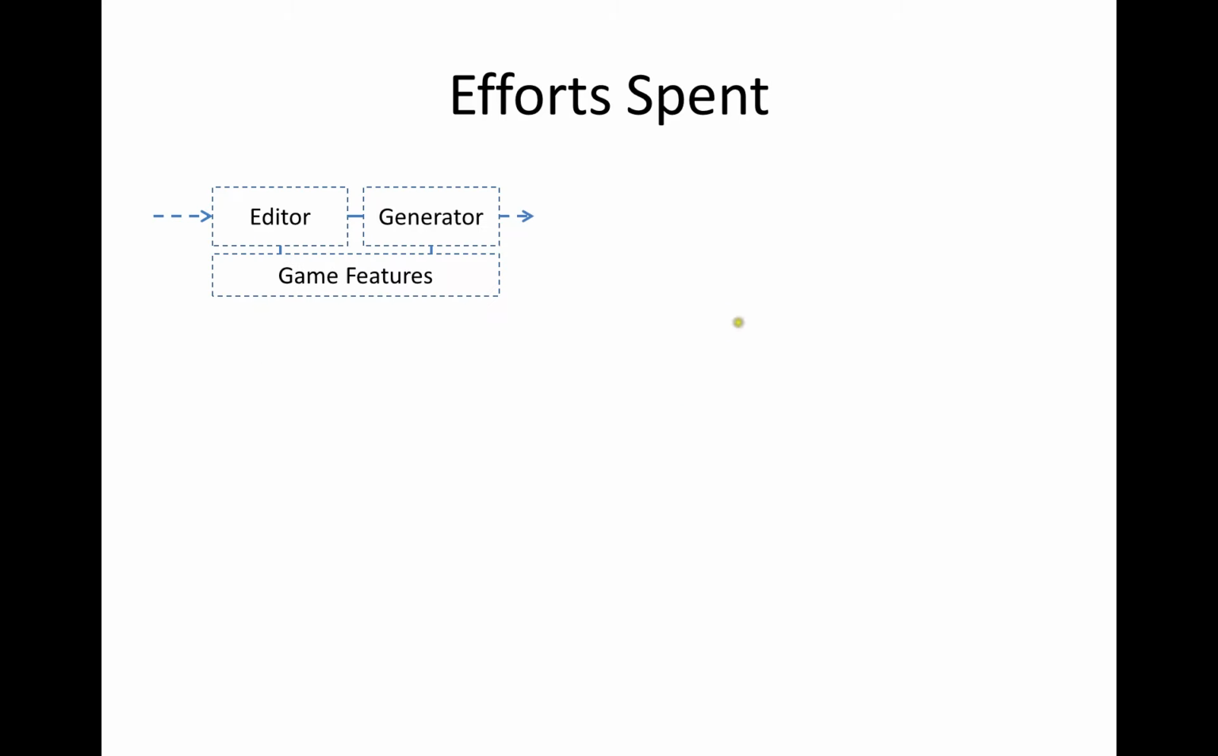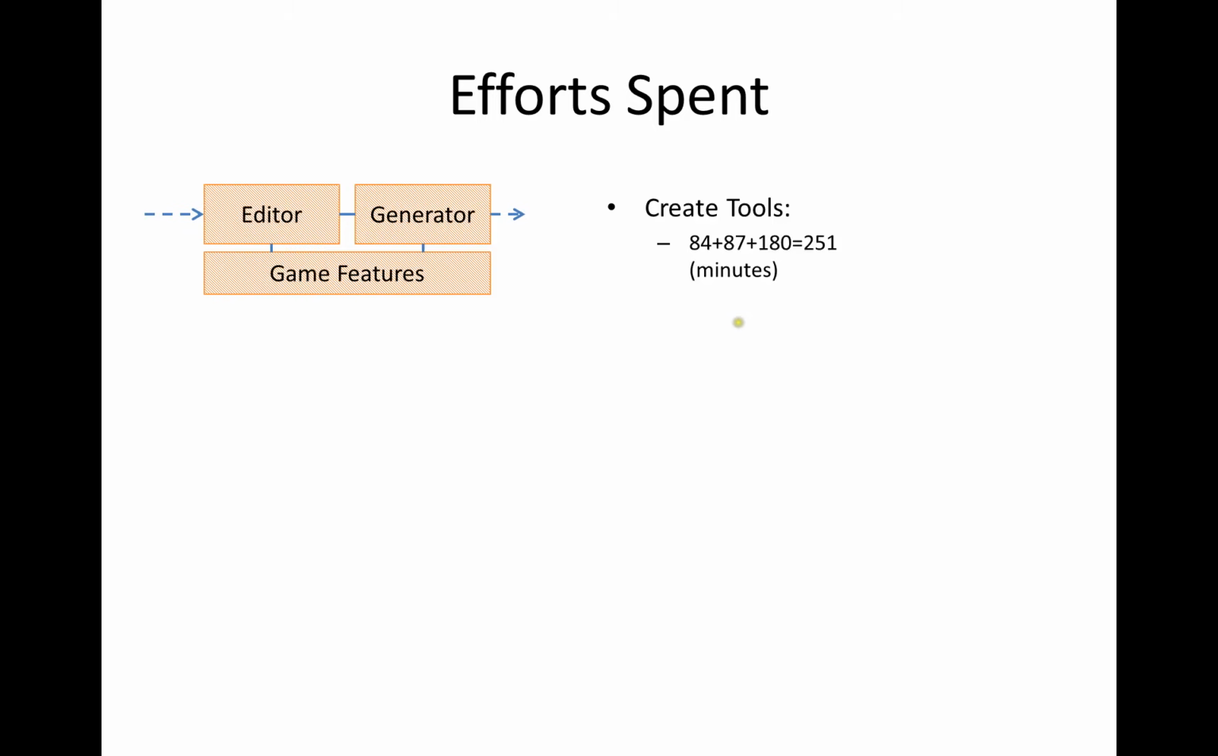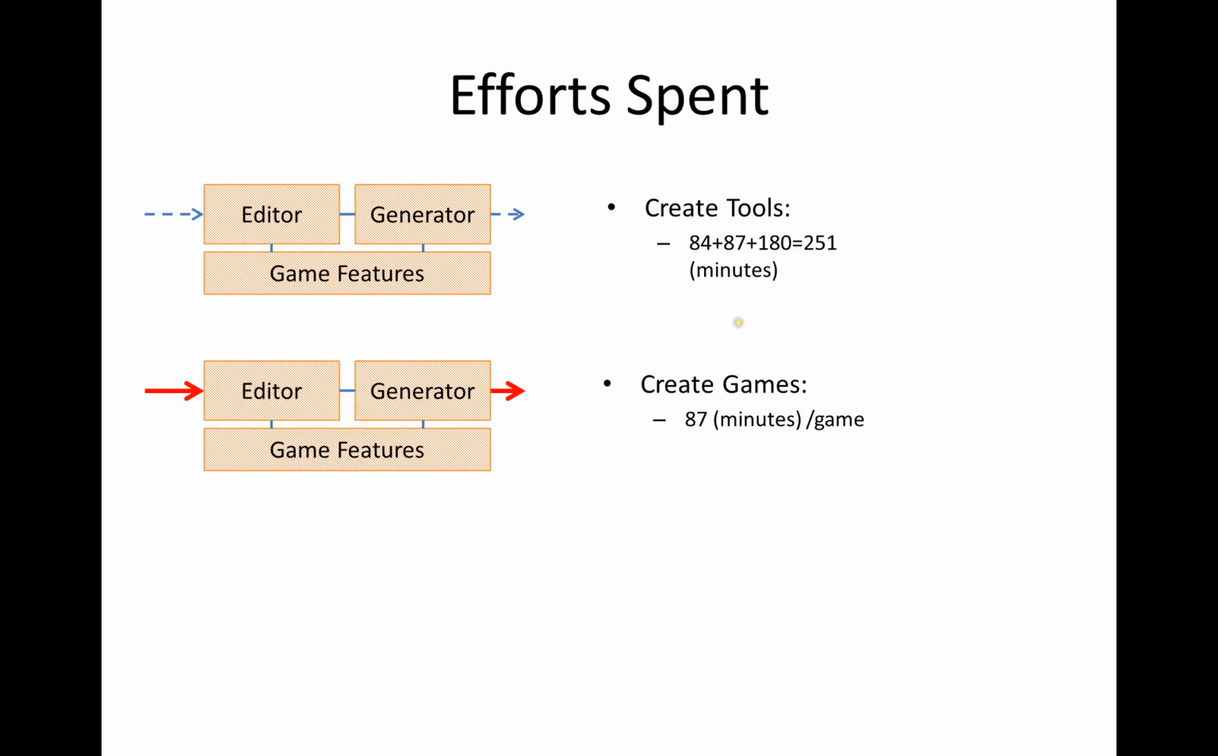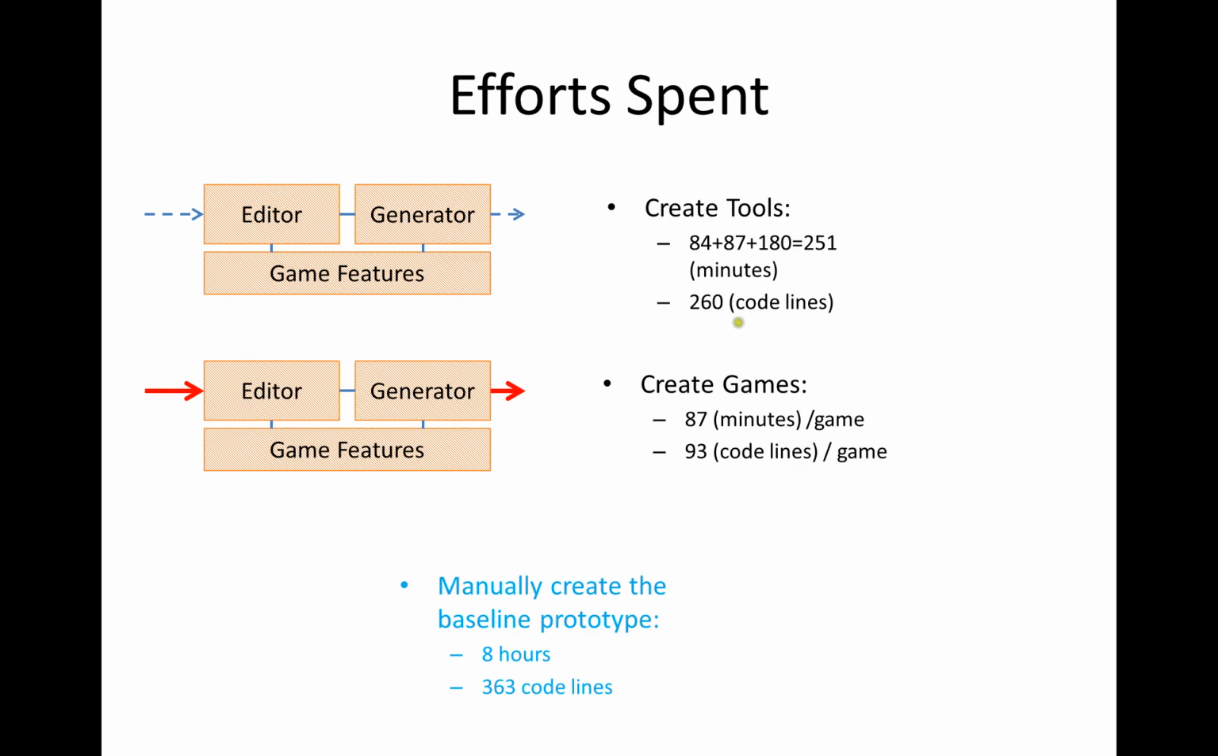From the recorded data, we used 251 minutes to create the tools. That is 87 minutes for specifying and generating a new game by the tools. On the other hand, we wrote 206 lines of code for the tools and 93 lines to create a new game with the tools. As a comparison, to manually write the baseline prototype, we used around 8 hours and wrote 363 lines of code.